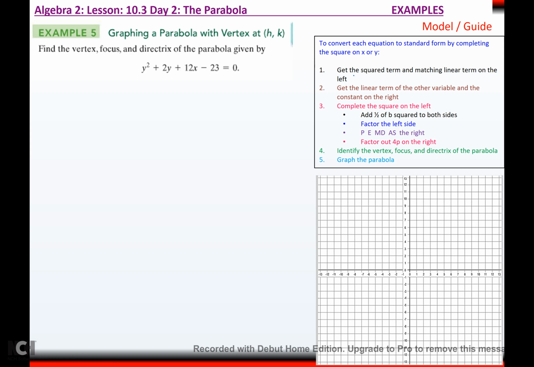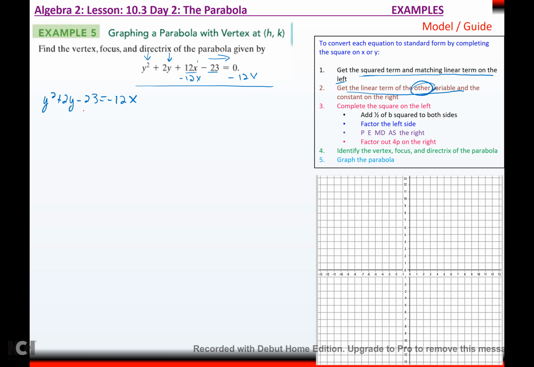The first thing says get the squared term and matching linear term on the left. What I mean is y is squared. So I want that variable squared and the one to the first together on one side. And I want the linear term of the other variable. See how x just has a linear, it doesn't have a square? So I want him and him on the other side. So these two are going to stay, and I'm going to move these two. So minus 12x, minus 12x. That gives me y squared plus 2y minus 23 equals negative 12x.